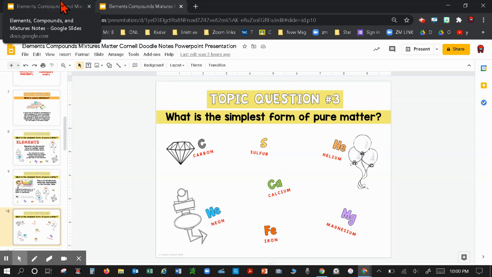Helium, you're probably familiar with HE, helium. Helium is a gas that we put in balloons, as you know. It's also a gas that's very prevalent in stars out in space. Helium, H-E-L-I-U-M.